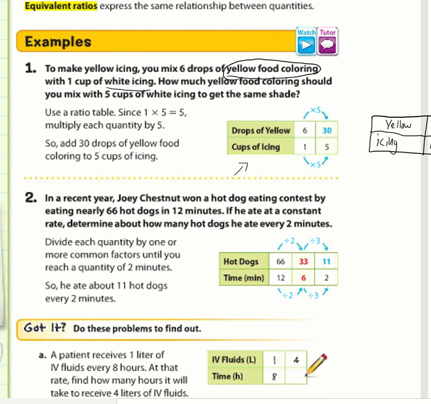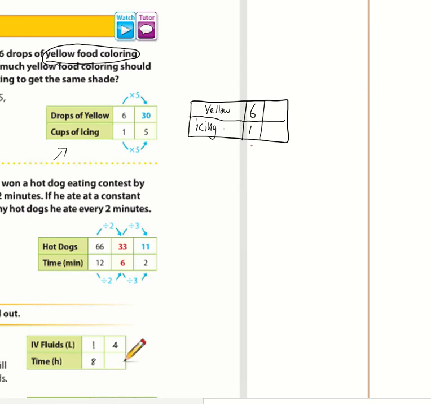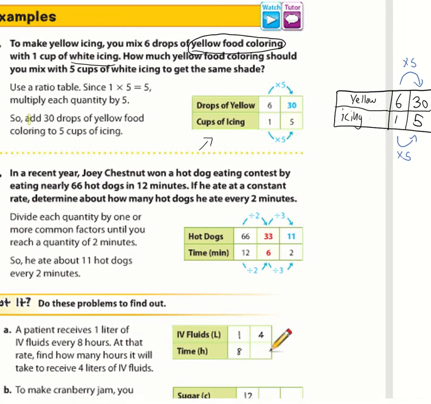Now it's asking, how much yellow food coloring should you mix with 5 cups of white icing? So if I'm going to multiply the white icing by 5, with 5 cups, whatever I do to the bottom, I'm going to do the same exact thing to the top. I'm also going to multiply this by 5. That way, my ratios will remain equivalent. So 6 times 5 equals 30. So I'm going to add 30 drops of yellow food coloring to 5 cups of icing.